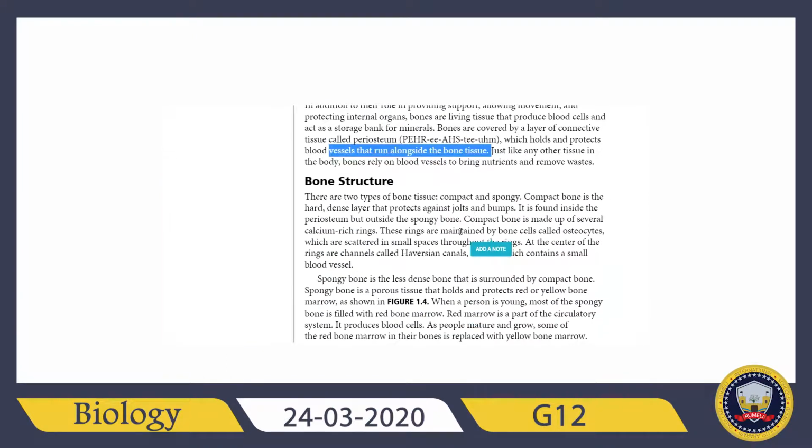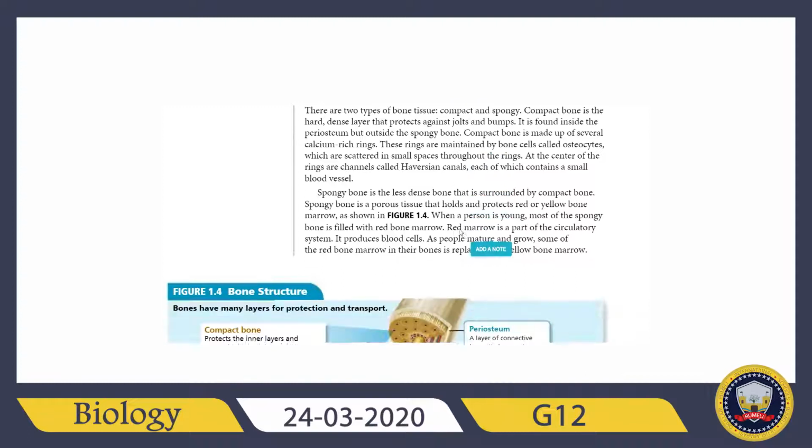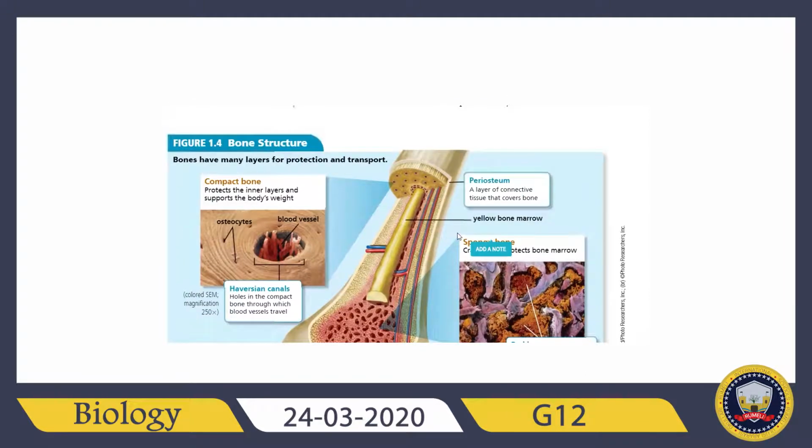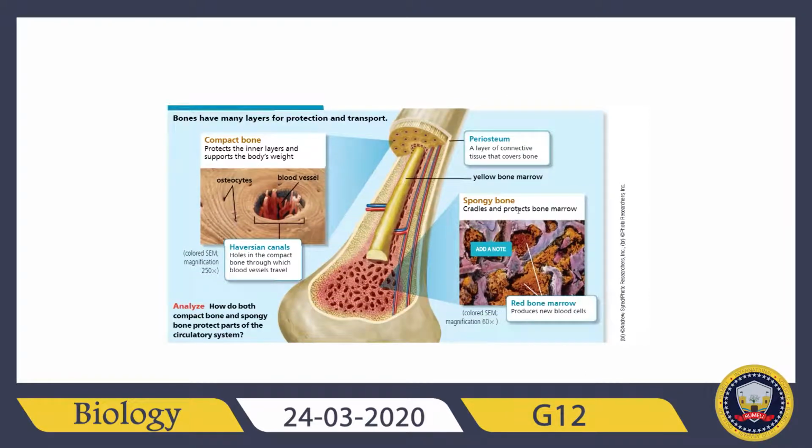Now, the bone structure. Let me scroll down here. The bone is generally of two types. We have compact bones and spongy bones. So the compact bone here is a very dense layer of bone cells, while the spongy bone here, as you can notice from its name, is like a sponge. Good.